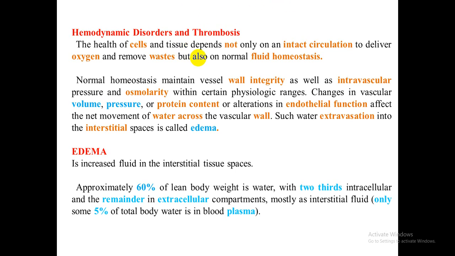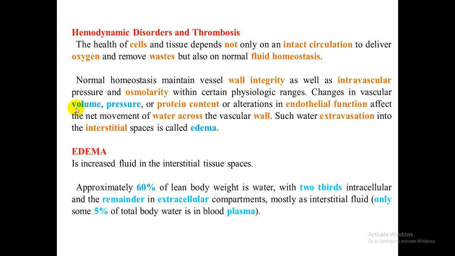The cells are not only required to have an intact supply of oxygen and removal of their wastes, but also require normal fluid homeostasis intracellularly and in the surrounding environment around the cells. Normal homeostasis maintains vessel wall integrity as well as intravascular pressure and osmolarity within certain physiological ranges or limits.